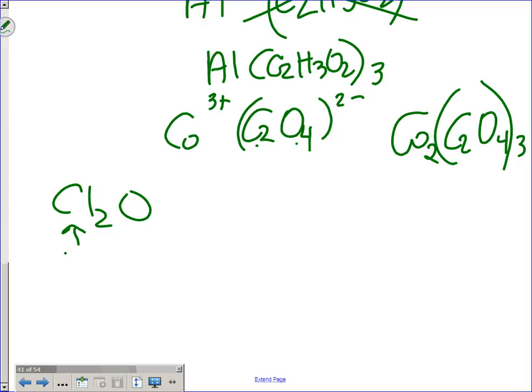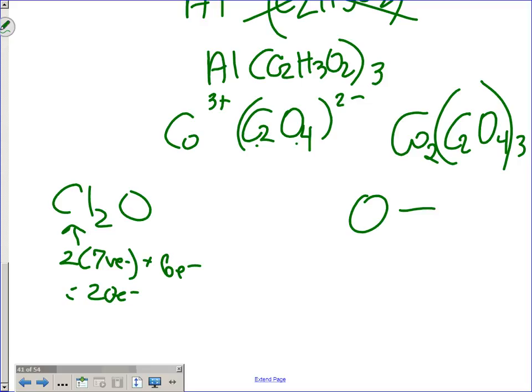How many are here? 2 times 7, right? Because chlorine's in group 7, plus 6 electrons total. 20 electrons. Okay, so what goes in the middle? The O, and then on each side a chlorine. Octet: 2, 4, 6, 8. 2, 4, 6, 8. What about this oxygen? 2, 4. Okay, so if I count 2, 4, 6, 8, 10, 12, 14, 16, 18, 20, score, I got my 20.